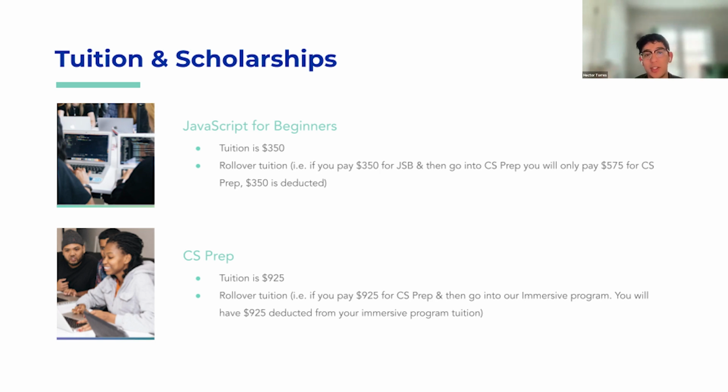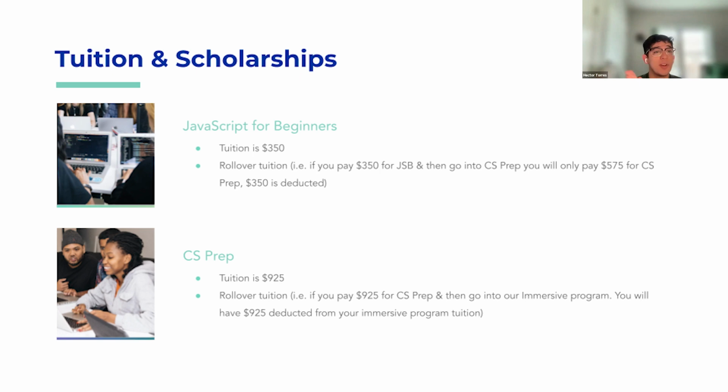And this total tuition, your $925 for both JSB and CS Prep, will all roll over to your immersive program tuition. So if you complete our prep programs, you pay the $925, you go through the admissions process for the immersive program, and you are accepted, then instantly the $925 you paid is deducted from your immersive program tuition. So if you are set on taking the immersive program, you can think of the tuition you're paying for prep programs as a long-term investment, because when you're accepted to the immersive, that will already be deducted from your tuition.